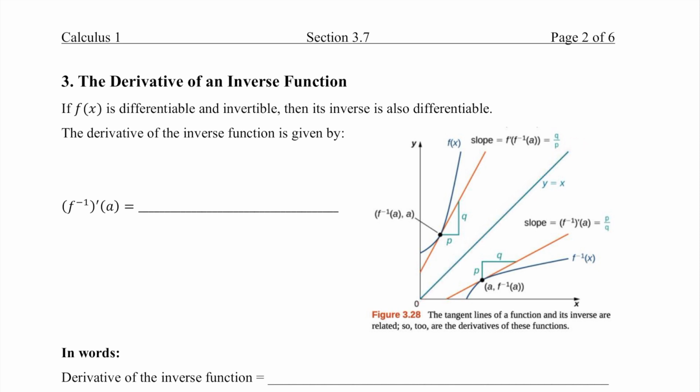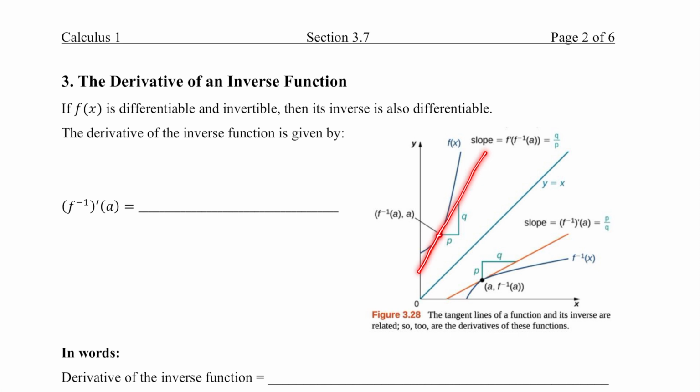Now, look at this point on the inverse function. The x-coordinate is a, and the y-coordinate is f inverse of a. Now, if we switch the two coordinates, the point is on the original function, and the coordinates are f inverse of a, comma a. On the original function, this is the tangent line at the point f inverse of a, comma a.